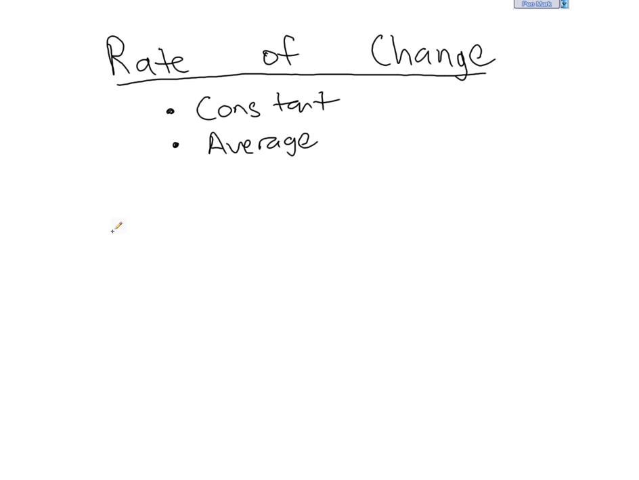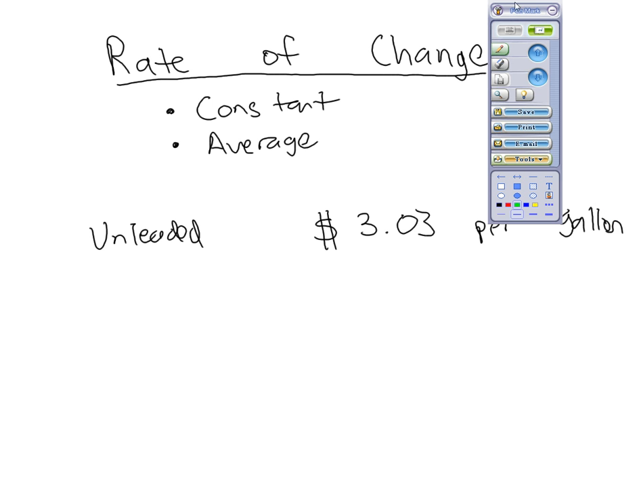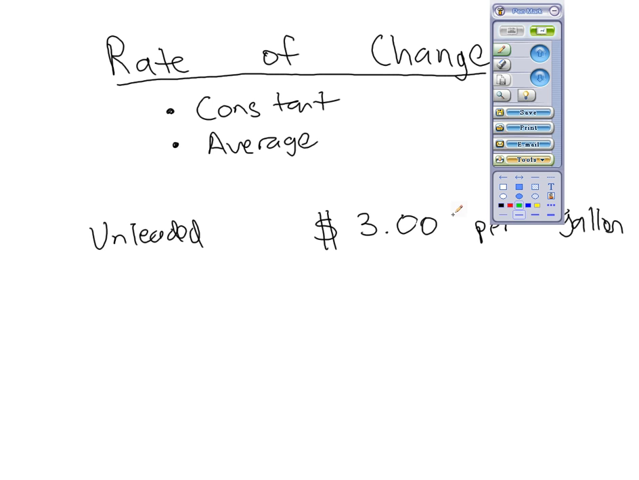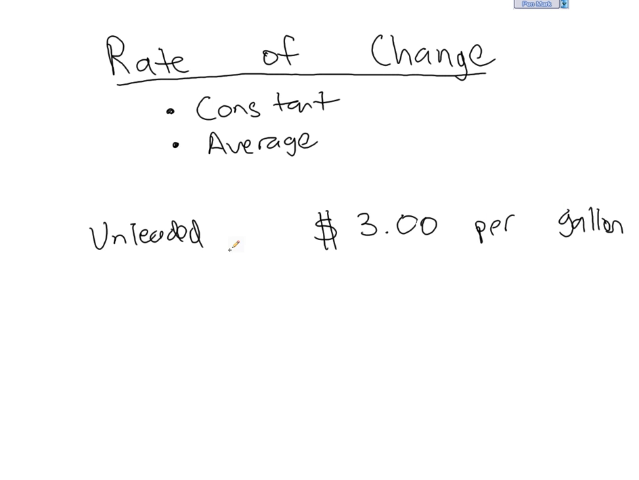So you go to the gas pump, and if you look at recent gas prices, for unleaded, any particular pump that I've seen recently has been about $3.03 per gallon. And just to make this even easier, I'm just going to go with 3 to have a nice even dollar amount. Okay, so unleaded is $3 per gallon.